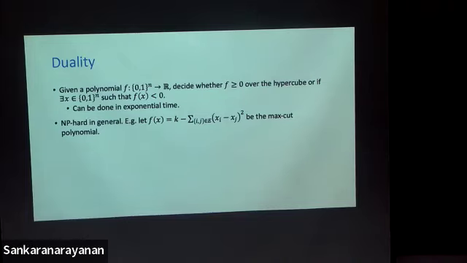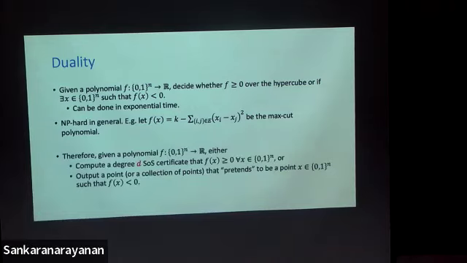So what do we actually want to do? Okay. So let us fix some degree constraint that we have. Let's say some arbitrary constant d. So the goal is to either compute a degree d SOS certificate that f(x) is greater than or equal to 0 over the hypercube, or output a collection of points that pretends to be a point such that f(x) is less than 0. We'll formalize what pretends to be means. Right? But in some sense, is the goal clear?